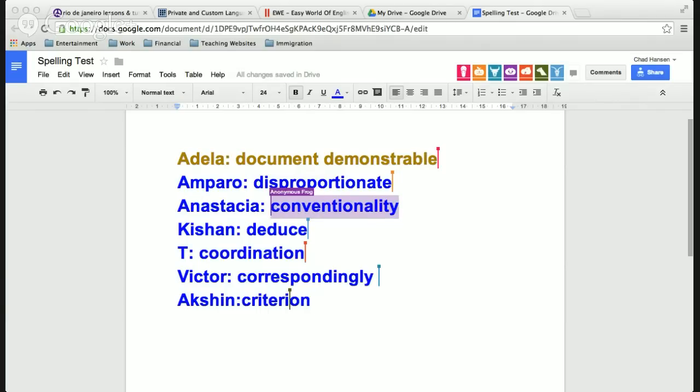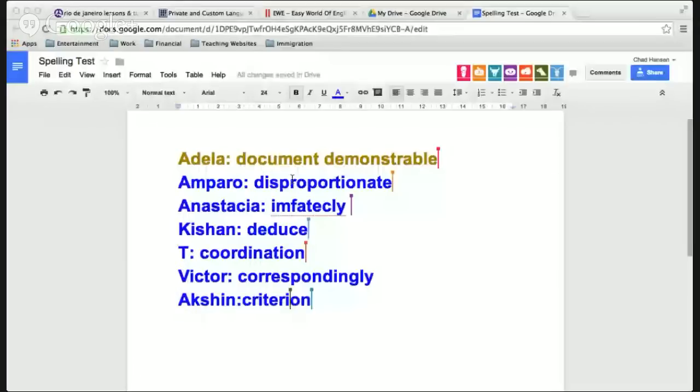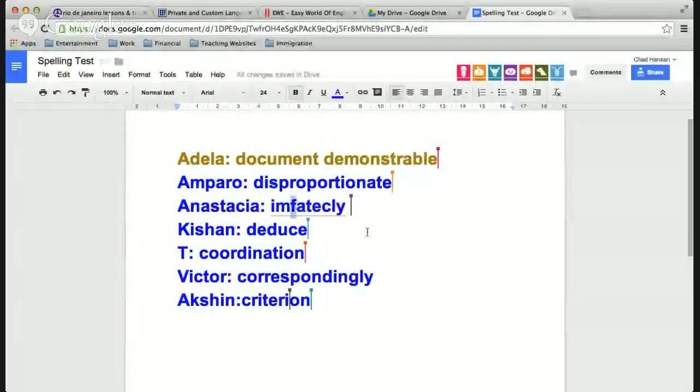All right, let's go to Anastasia. Okay. Your word is emphatically. Emphatically. Okay. How else can we spell the F sound? PH. Okay, let's use a PH here. Emphatically. Does it work? No.